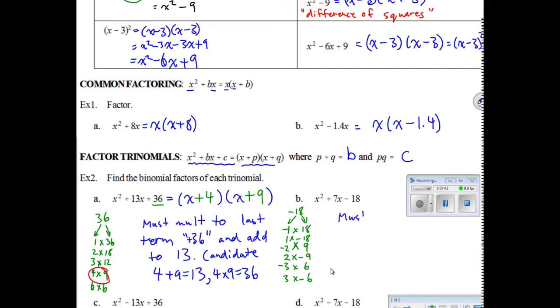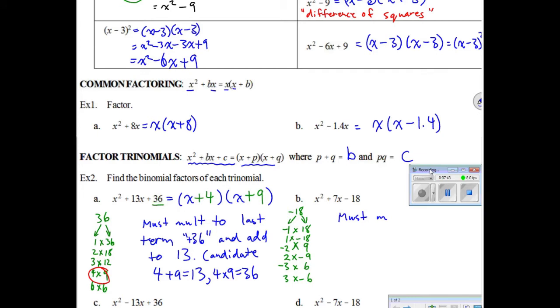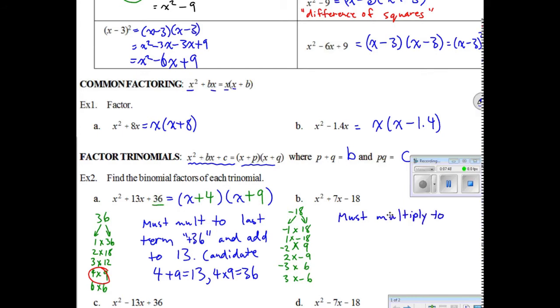So then we have to multiply to the last number, right? So we're multiplying to negative 18. That is what this problem is all about. We're multiplying to negative 18, but our number in the middle must add to positive 7. So I have to go through my list of numbers and see which two numbers would add to positive 7.